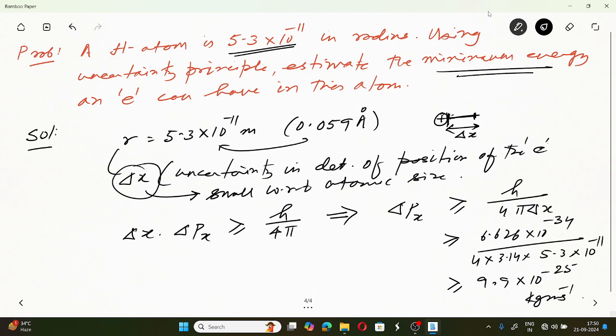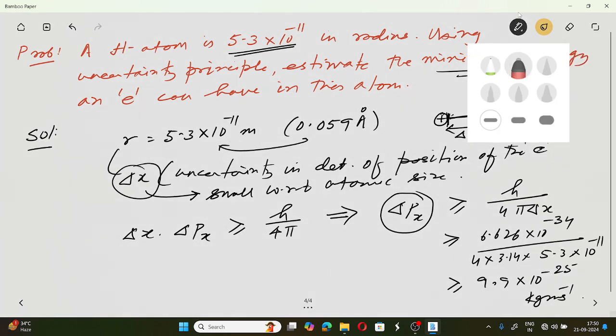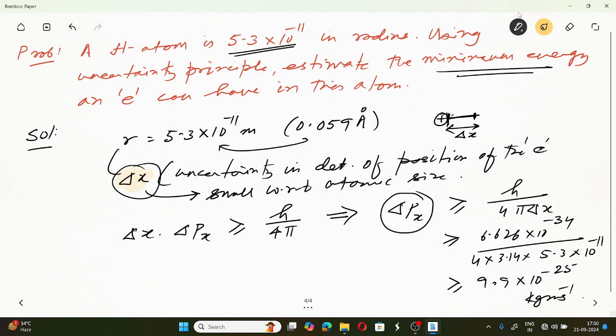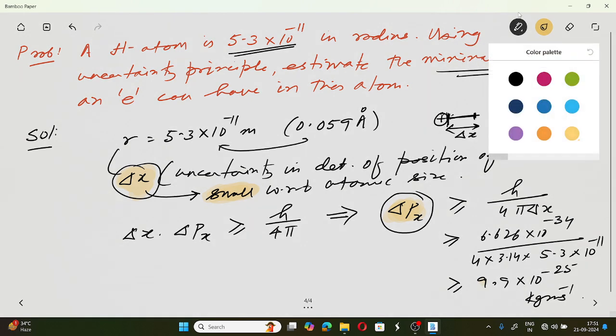Now the question is whether this uncertainty in the determination of momentum is high. The answer is it will be high. Why? Because as per the uncertainty principle, try to understand, if the uncertainty in the determination of position is small, then the uncertainty in the determination of momentum has to be high as per the uncertainty principle.